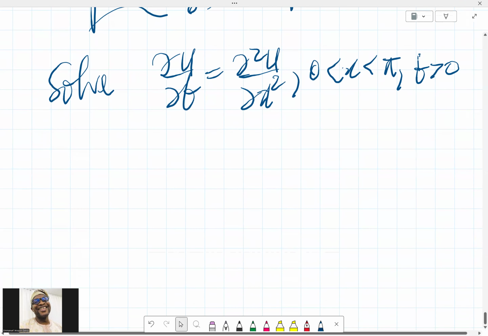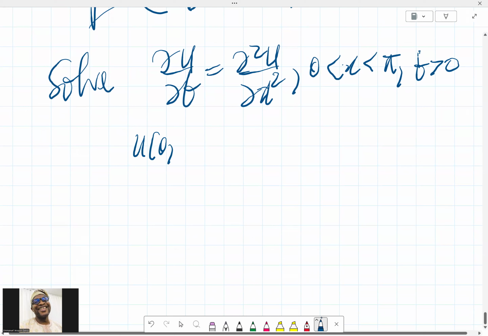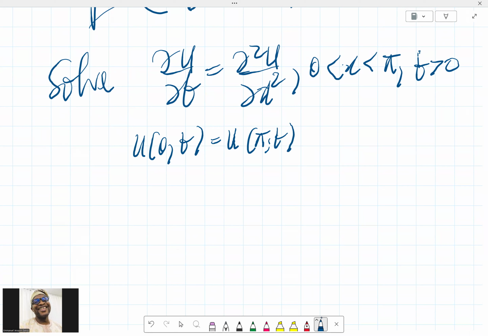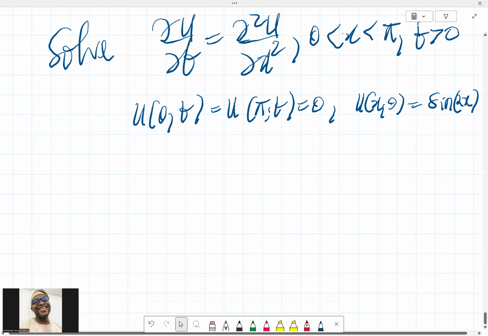And then we have the boundary conditions: u of 0 comma t equals u of pi comma t, and that is equal to 0. And then we have u of x comma 0, so when time is 0, the space is sine 2x. When space is 0 and time is given, we have 0, and when space is pi and time t, we have 0 like that.